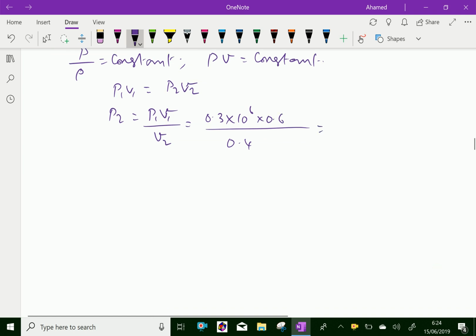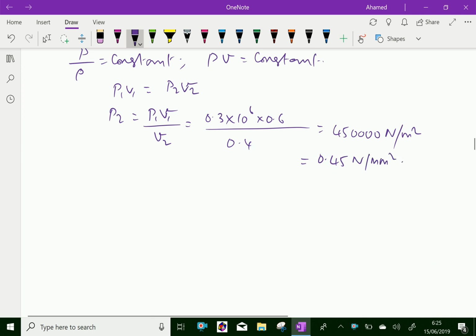Now let us calculate by using calculator. Here 0.3 into 10 power 6 into 0.6 over 0.4, which is equal to 450000 Newton per meter square, which is equal to 0.45 Newton per mm square.